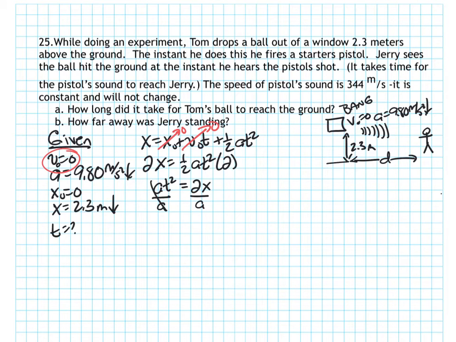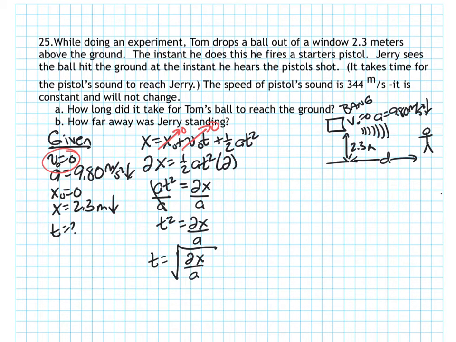On the left, you can see the a's go away. So that's t squared is equal to 2x over a. And finally, t is going to be the square root of 2x over a. And that's going to give us two roots, a positive and a negative. But time's only going to be positive, so the negative one's not going to mean anything to us.